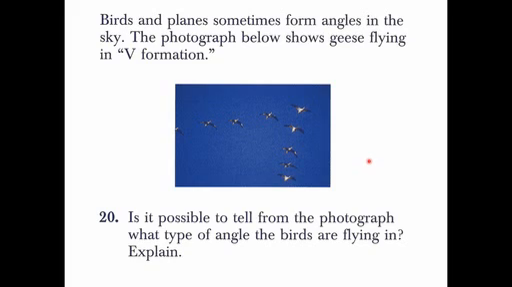Birds and planes sometimes form angles in the sky. There's a reason for that. It kind of reduces the resistance. The leader here has the toughest time. Kind of the same with biking, but not V's. The photograph shows geese flying in a V formation. Is it possible to tell from the photograph what type of angle the birds are flying in? An acute angle or an obtuse angle? Can you tell from the picture as opposed to, for instance, just standing underneath it and looking?